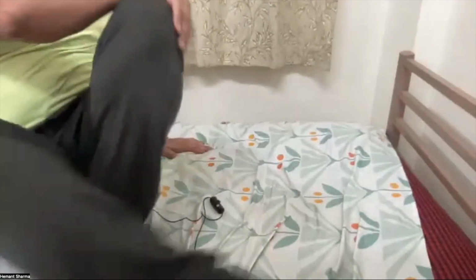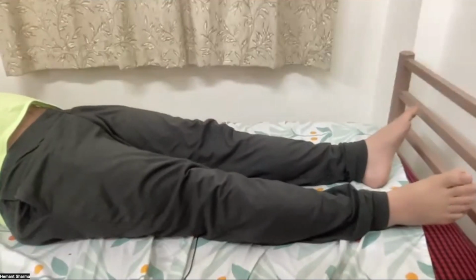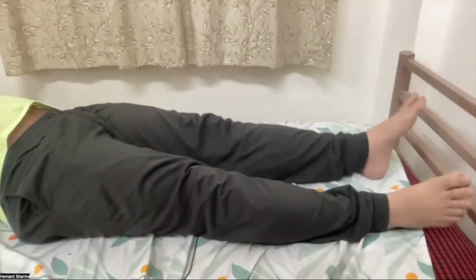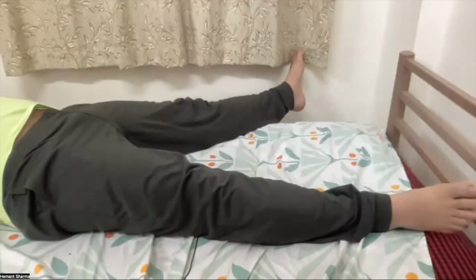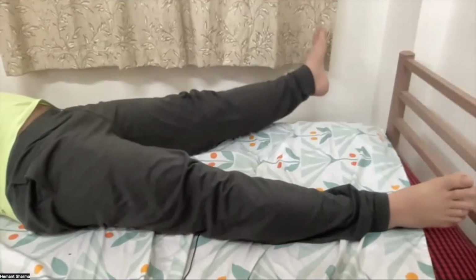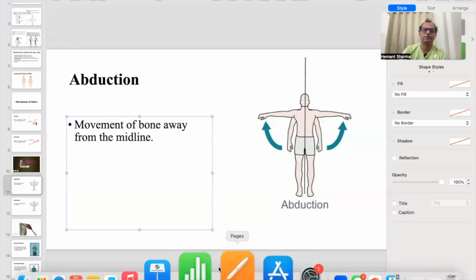So what is abduction here? Abduction means taking it away. Now bringing it back, that is called adduction. So anything, taking my finger away, abduction, and taking it back, that is adduction. Yes, right. So adduction means bringing it near.